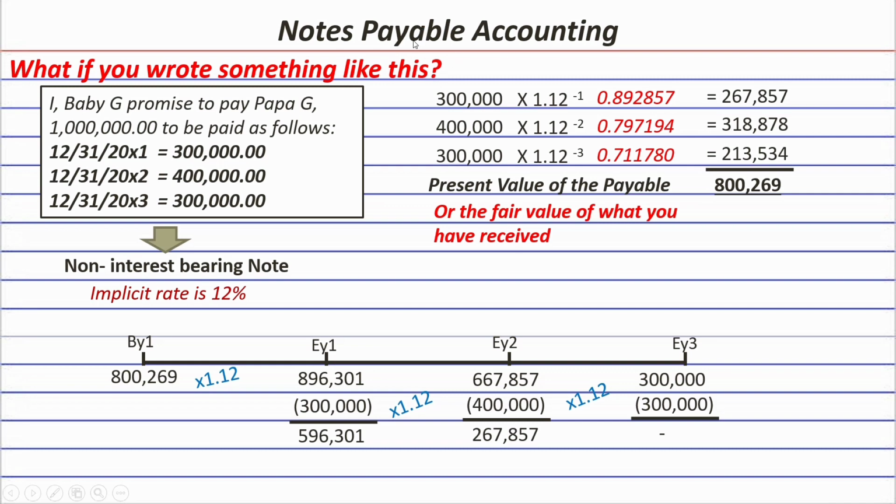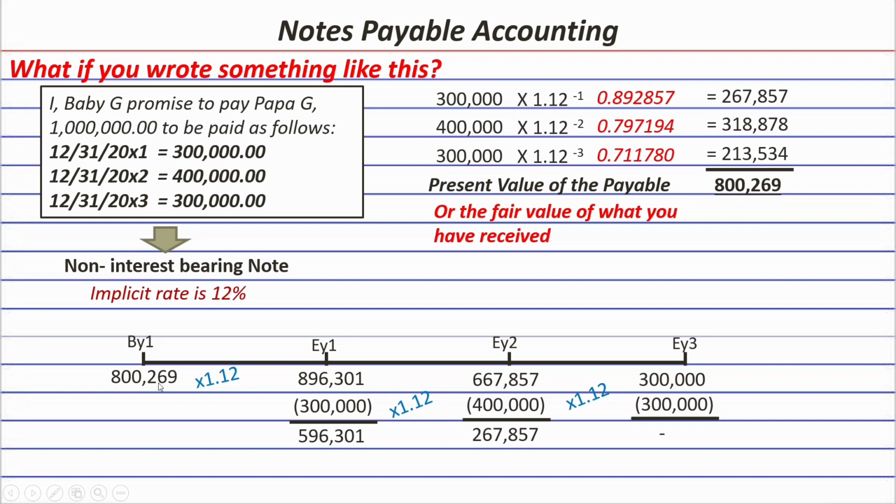And today, we are going to continue the past episode. But first, here's a short recap. So, I told you about this non interest bearing note. But despite its name as non interest bearing, interest is actually already embedded in these payments. Now, we assumed an implicit rate of 12% in the past episode, but we took out the implicit interest by discounting these payments, and we end up having a present value of 800,269. So this is what we are going to record in accounting initially.